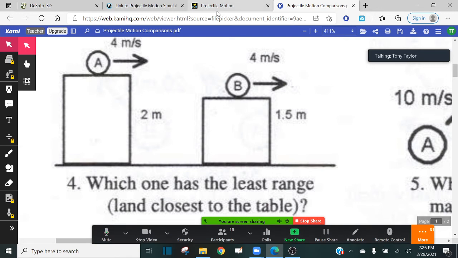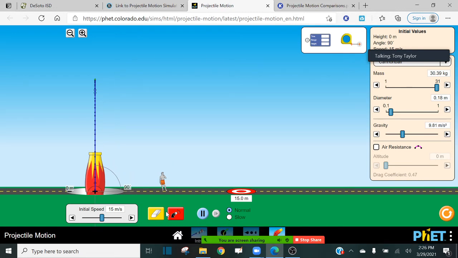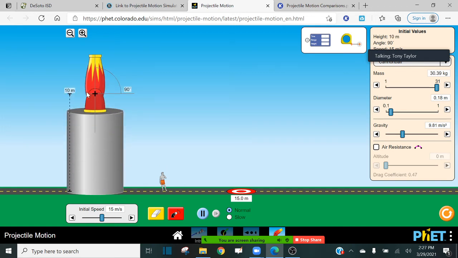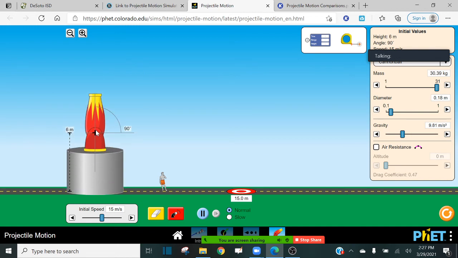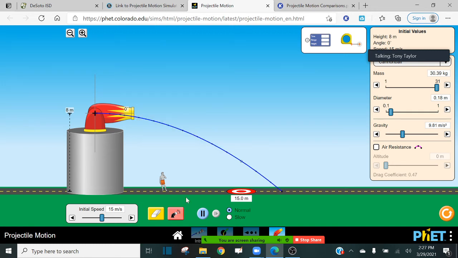Stephanie says ball B. Okay. Well, let's see. Guys, remember, you can always use this website right here to compare situations. And guys, what I like about this website, you see the platform? Check this out. You can actually raise the platform or lower the platform. So I'm going to compare two heights. Let us compare a height of 8 meters. And again, the speed is 15 meters per second. So I'm going to launch my cannonball. So guys, notice how far my cannonball went there.